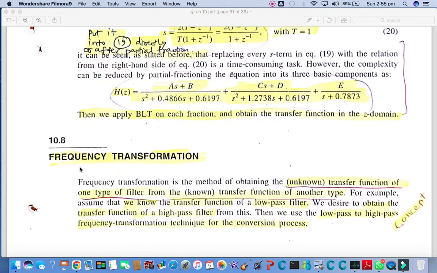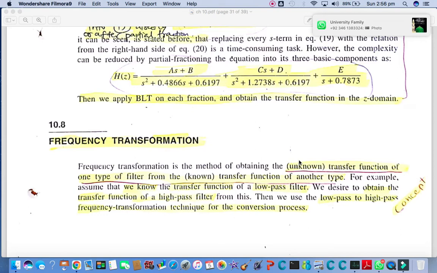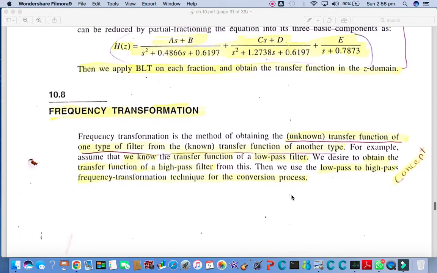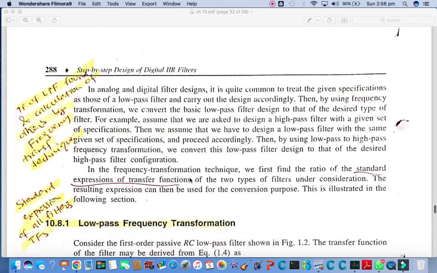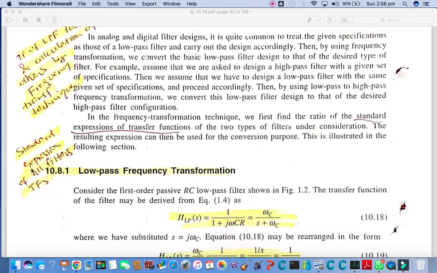Now we have another kind of process which is known as frequency transformation, and this is a way by which we can calculate the unknown transfer function of a filter from a known transfer function of a filter. Normally when we design a filter, we calculate the low pass filter transfer function, and if somebody says to calculate the high pass filter transfer function from that low pass filter transfer function, then you are able to use the frequency transformation to do that. So it is basically a conversion process. Once the transfer function of the low pass filter is found, we can calculate the transfer function of any other filter from it with this frequency transformation method.